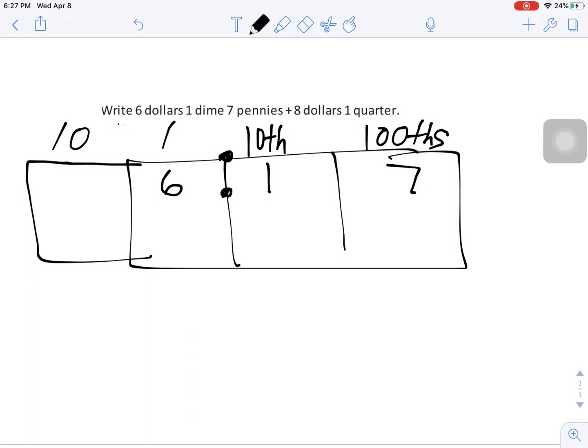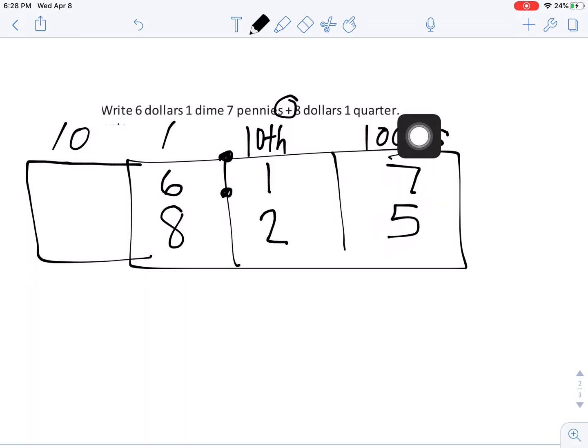$6.17. I want to add it, because that's my symbol, to $8. So I'm going to put it in the ones place, $8 and 1 quarter. So remember we said quarters are worth 25 cents or 25 hundredths. So I would write 25 and end it here in the hundredths place. I need my decimal to separate my wholes from my parts. And now I just want to add these together.